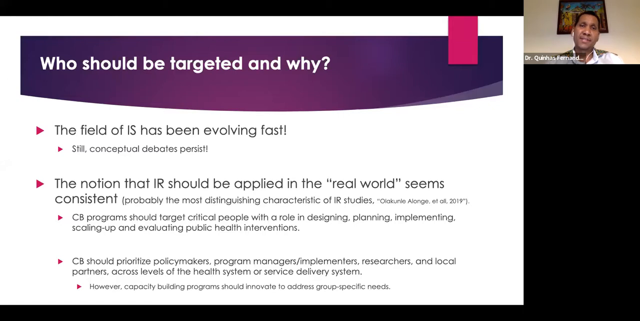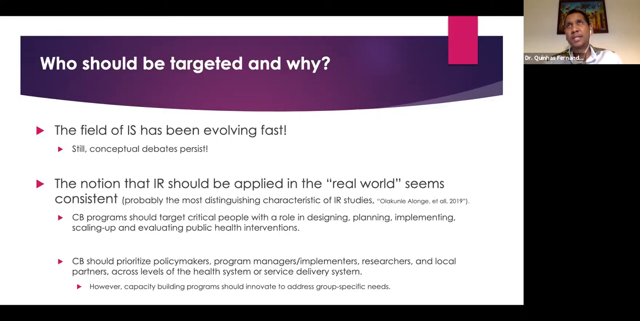For me, this makes a strong argument to design capacity building programs that target all those that play a critical role in designing, planning, implementing, scaling up, and evaluating public health intervention. Because of this fact, it's hard for me to think about embedded implementation research without engaging both researchers and implementers, or researchers and policymakers. So any capacity building program should prioritize policymakers, program managers, researchers, and local partners across all levels of the health system.